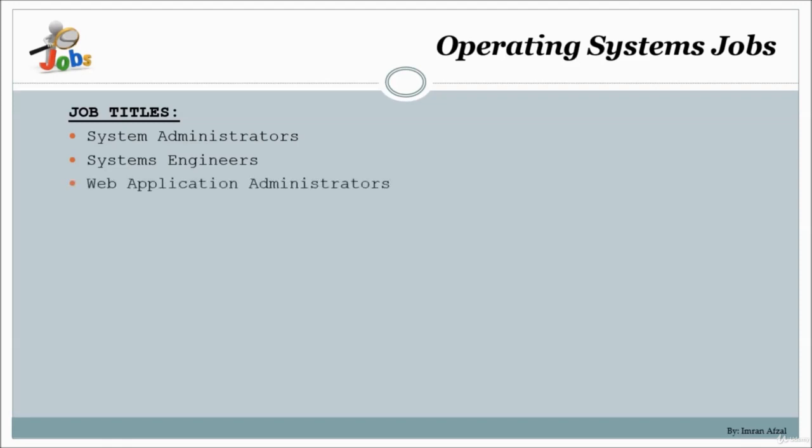Then you have web application administrators. They are also the ones who deal with building websites, particularly any websites that are running on operating systems. Their primary responsibility is to make sure that the website is up and running. And of course, there are many different web servers that you could utilize. One of them is Apache. The other one is Tomcat.